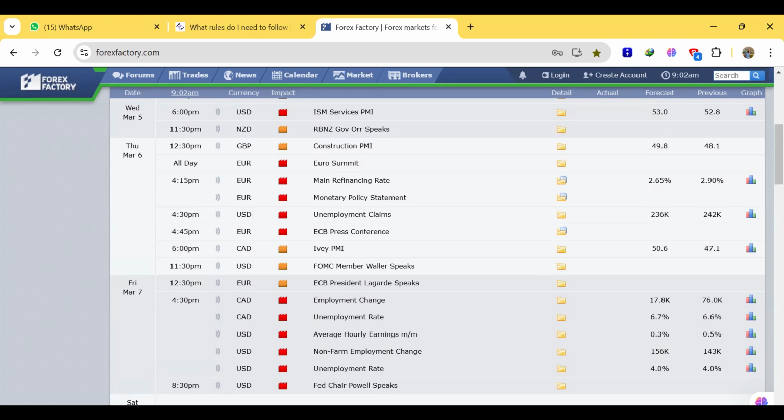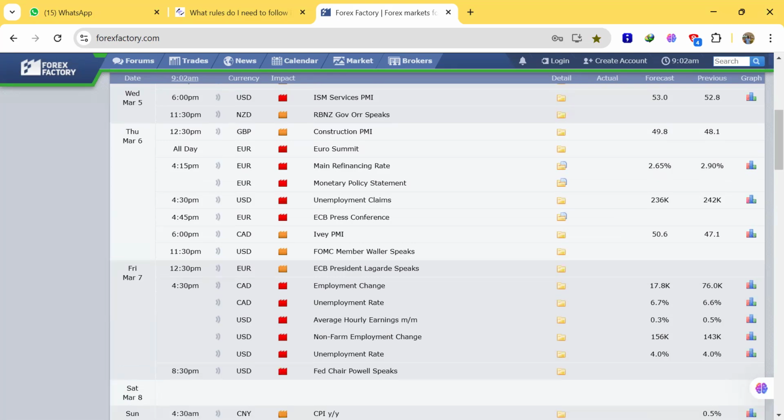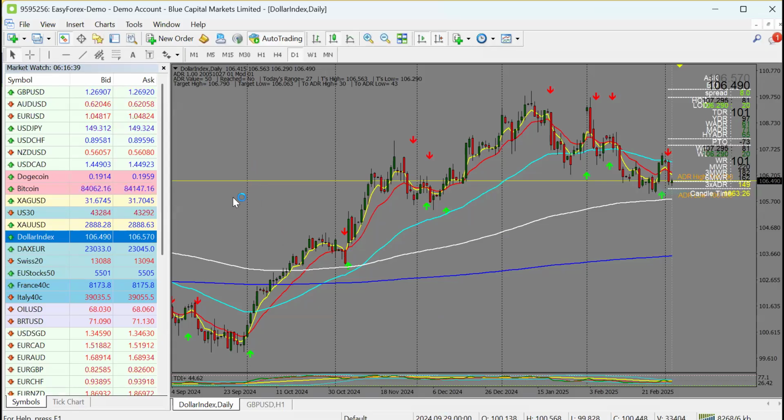we can start with the idea of the DXY. Talking about the DXY, we'll be talking for some time about this pattern. This is a head and shoulders pattern. And yesterday we saw the market came and confirmed this setup, this pattern.